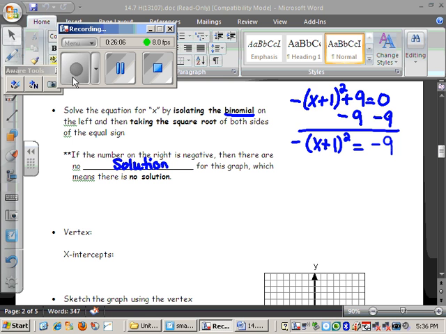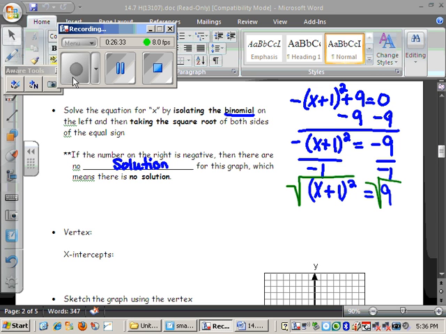I do have a negative number on the right side of my equal, but I'm not finished yet. So I need to divide both sides by a negative 1. And when I do that, I will have x plus 1 squared is equal to positive 9. Now I can take the square root of both sides, and I should have x plus 1 is equal to 3. I'm sorry, that's plus or minus 3. Can't forget that. Subtract 1 from both sides.